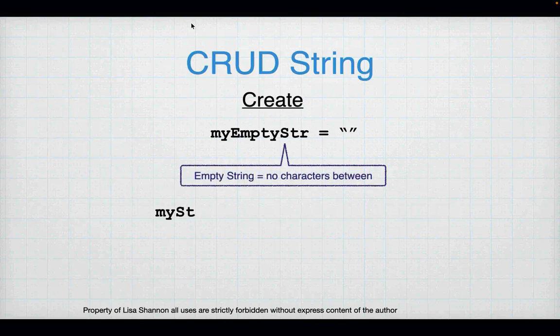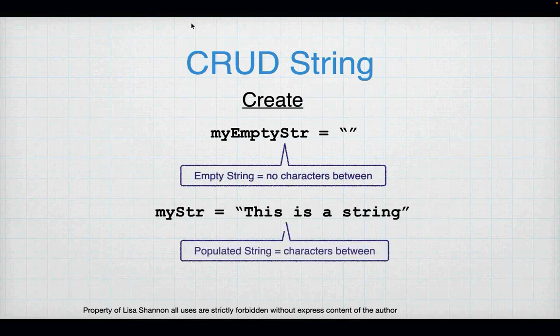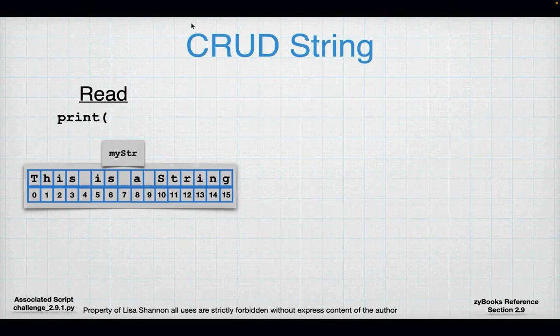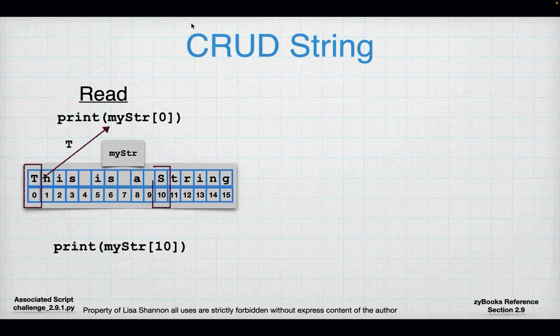I can create an empty string. I can create a populated string. I can read from a list. I have my string. This is a string. And if I say print my str, open square bracket, 0 close square bracket, I'm going to get back the letter T, the capital letter T. If I want to print the 11th element in the list, which is at the index of 10, then I can simply say print my str of 10.